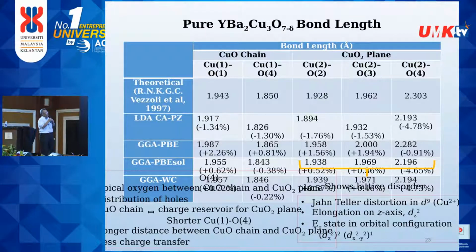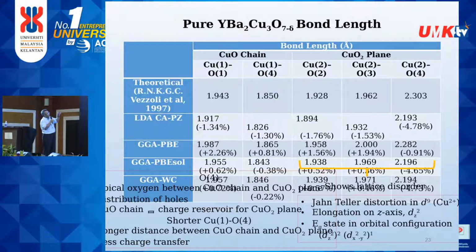All right, so for pure YBCO bond length, this is the theoretical value from Bezzoli et al. for Cu2O1, Cu1O1, for the copper oxide chain Cu1O4, and also for the copper oxide plane: Cu2O2, Cu2O3, Cu2O4. And so the apical oxygen between the copper oxide chain and the CuO2 plane acts as a charge reservoir, and with a longer distance between the copper oxide chain and the CuO2 plane, there is less charge transfer, right?